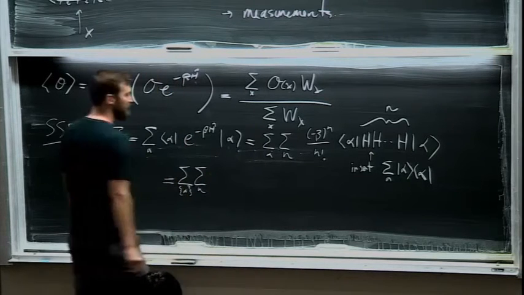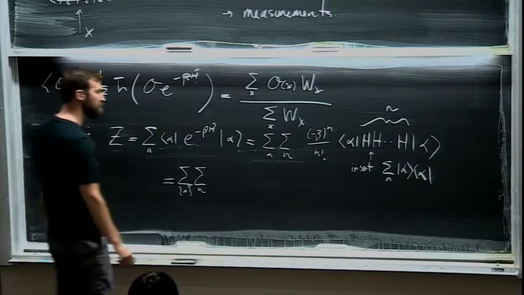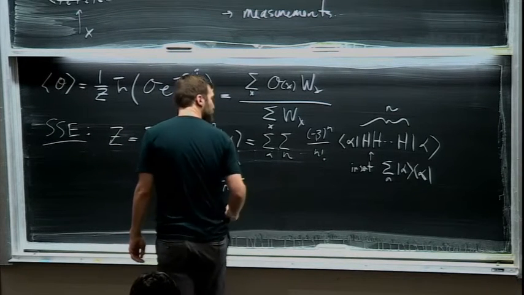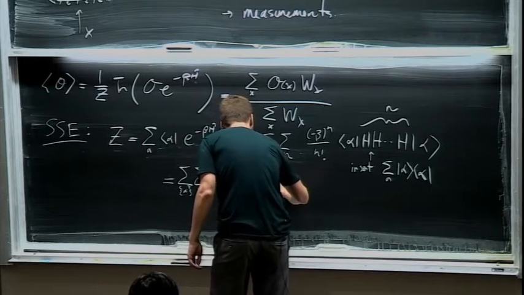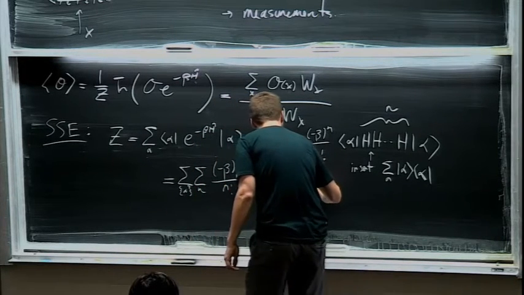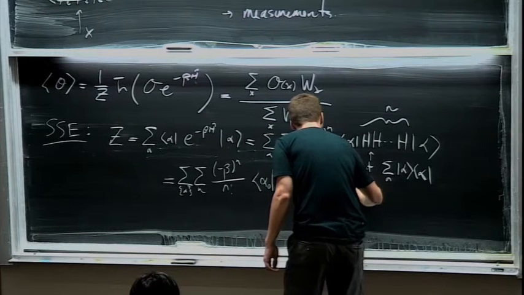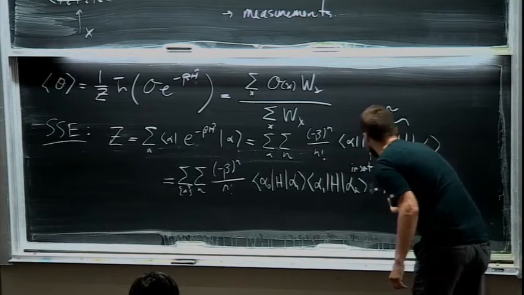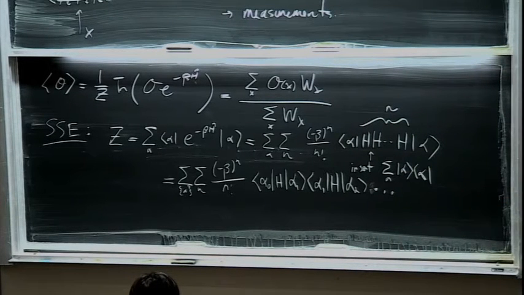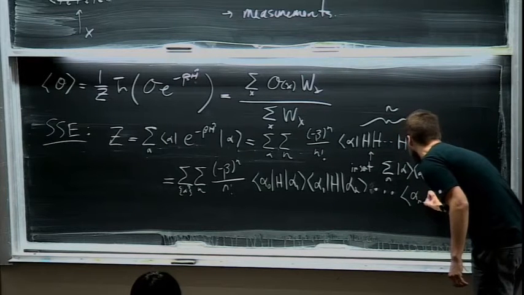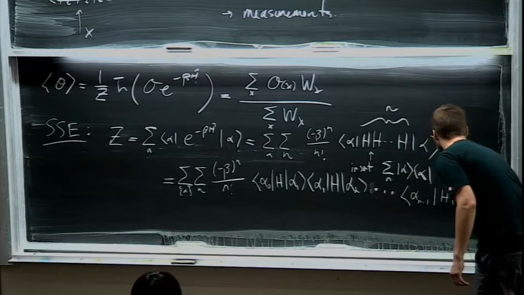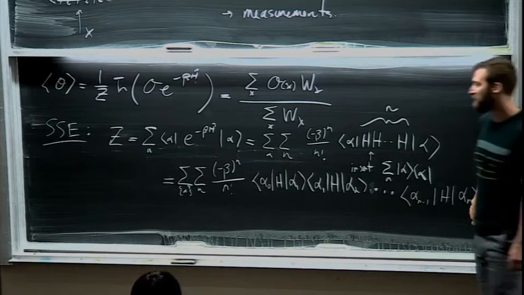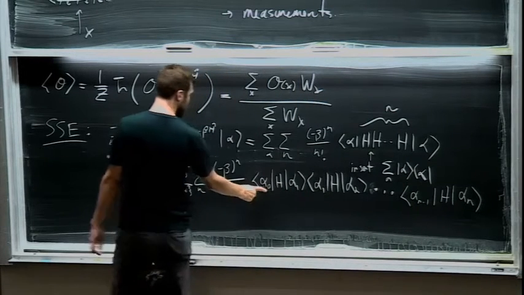I still have this n from 0 to infinity. I have minus beta to the n over n factorial. And then I'll label these. So now I have n of those matrix elements. And I guess the last one is alpha n minus 1, H, alpha n. And again, this basis state alpha n has to be equal to alpha naught.